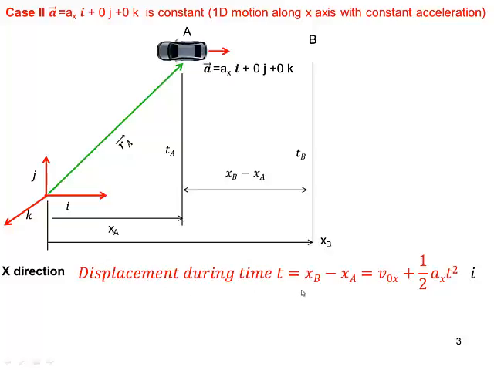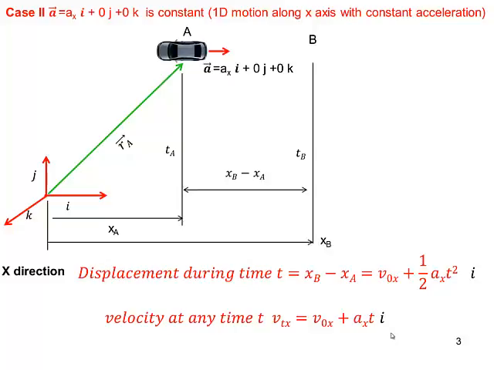For an object with constant acceleration in one dimension, the displacement for a period of time t can be derived as xa minus xb equals v0x t plus half ax t square, and velocity at any instant can be derived as vtx equals v0x plus ax t. In this video we discuss motion in two dimensions.